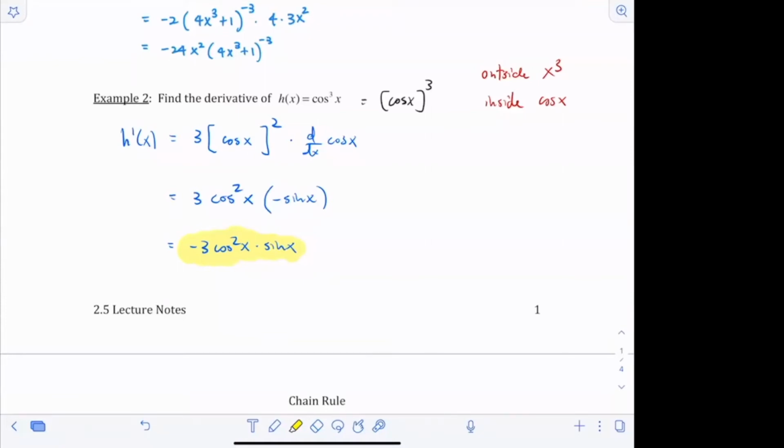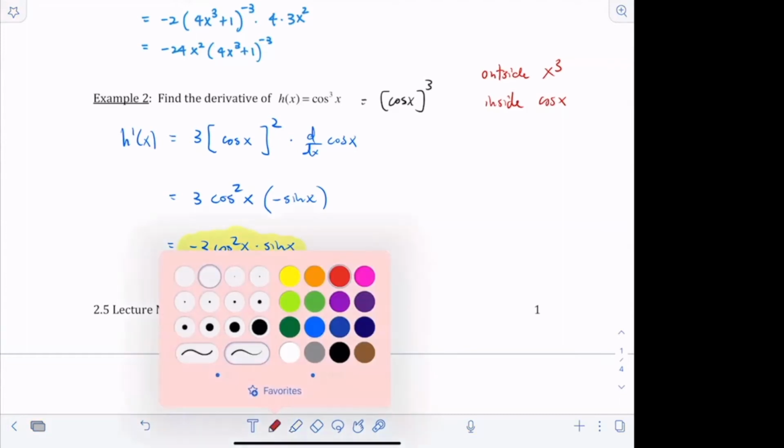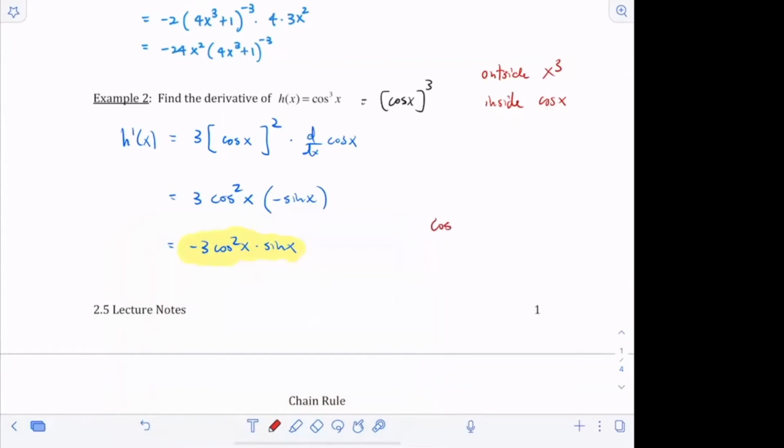All right. I did have one comment in the chat box. A student said the outside function is cos cubed like this. And this doesn't really make sense. You can't separate the cos cubed and the x. Cos cubed doesn't mean anything. Only cosine of x means something. Writing cosine without an x doesn't mean anything because cosine is a function. Okay, so this would not be the way to think about it.